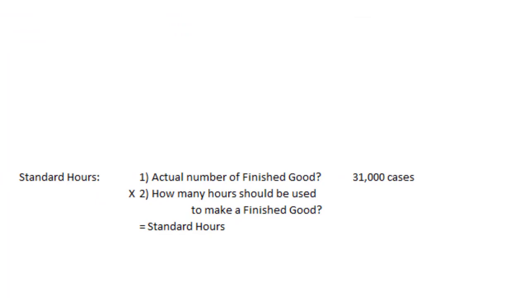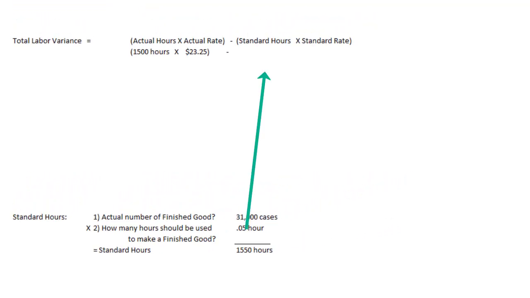This is the potato chips that we completed. Earlier we determined that the standard amount of hours to manufacture a case of potato chips is 0.05. So 0.05 hours is how much time our employees need to manufacture a case. Then we would expect the employees to spend 1,550 hours.